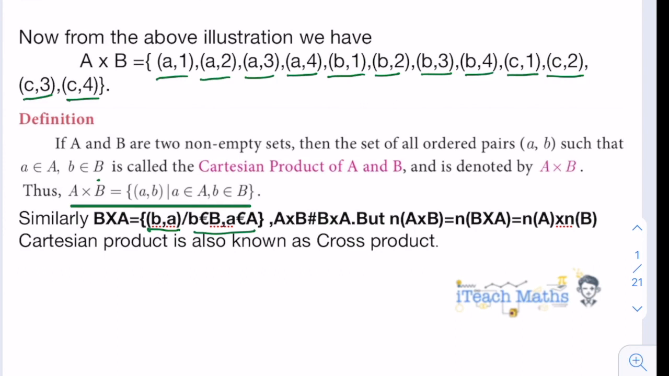We find A cross B is not equal to B cross A, but A cross B will be equal to B cross A if A and B are equal sets. Also, n of A cross B is equal to n of B cross A, and that is equal to n of A into n of B. Cartesian product is also known as cross product.